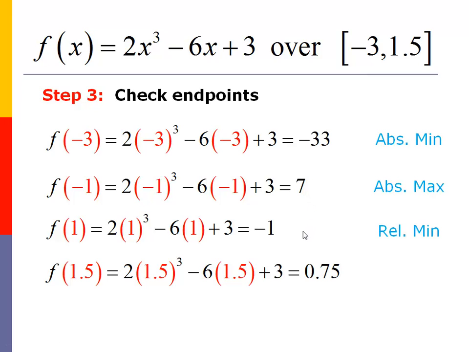For our next one, we have a relative minimum. Why do we have a relative minimum? Because back up here, there's a -33. That was the lowest y value we could have. This -1 here is close, but it's only a minimum for a small area around it. And then our last one at 1.5, our endpoint, we have 0.75, and that's a relative maximum, because for a small neighborhood around 1.5, it's the highest point.